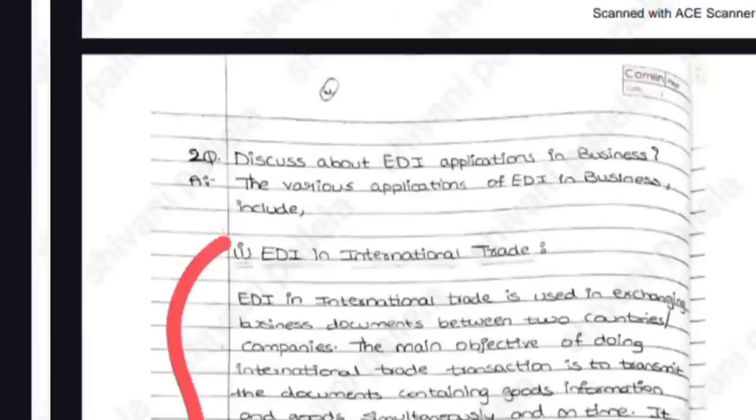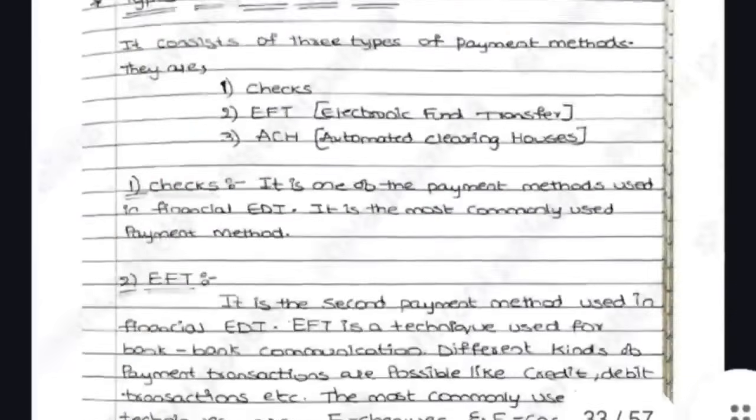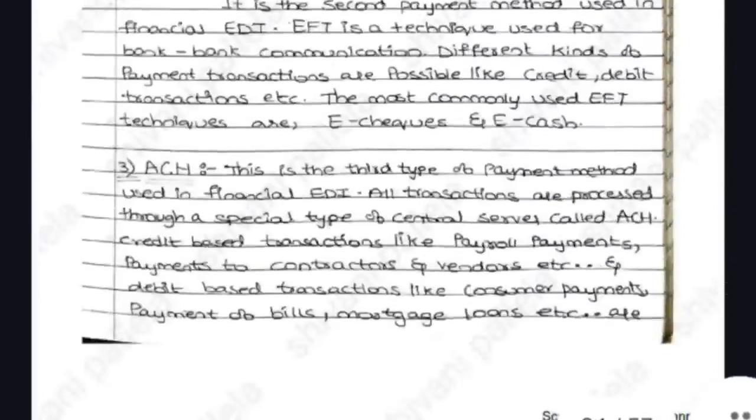Okay, so I have mentioned this answer. This will be useful to all of you students. The types of finance: EDI, checks, EFT, ACH, which means Automated Clearing House. These are all the three questions. I'm just scrolling it down.